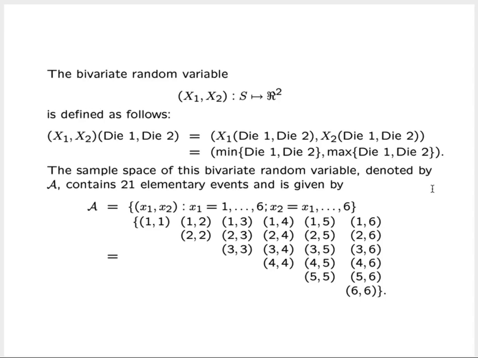Now the sample space of this bivariate random variable, which we'll denote by script A to differentiate it from the sample space of the original experiment S, contains 21 elementary events and is given by the following set. Script A is given by the set of ordered pairs (x1, x2), where x1 ranges from 1 to 6, and x2 ranges from x1 up to 6. And so that generates this set of 21 elementary events involving the bivariate random variable (X1, X2).